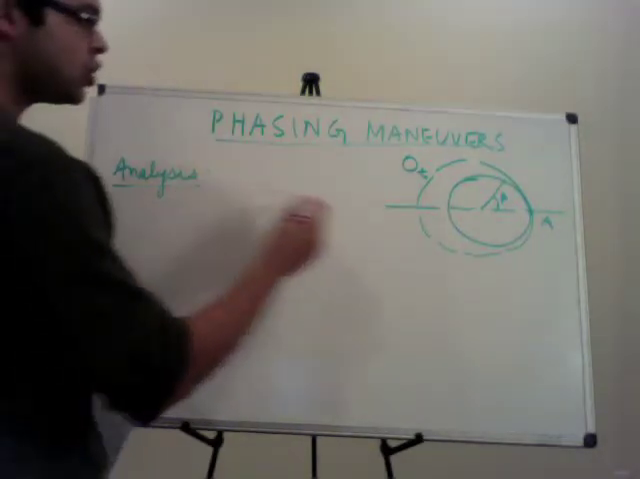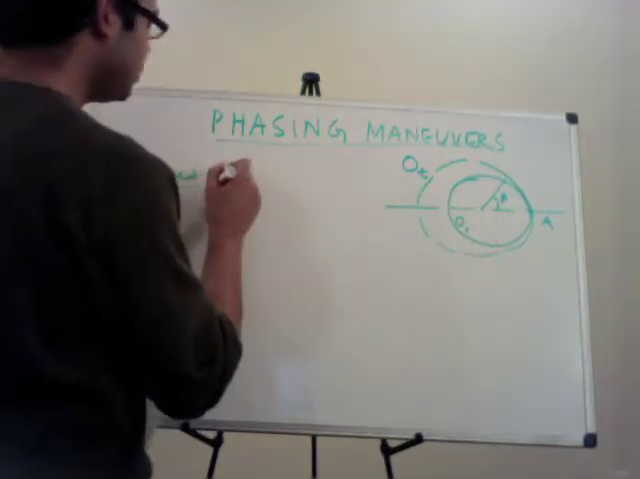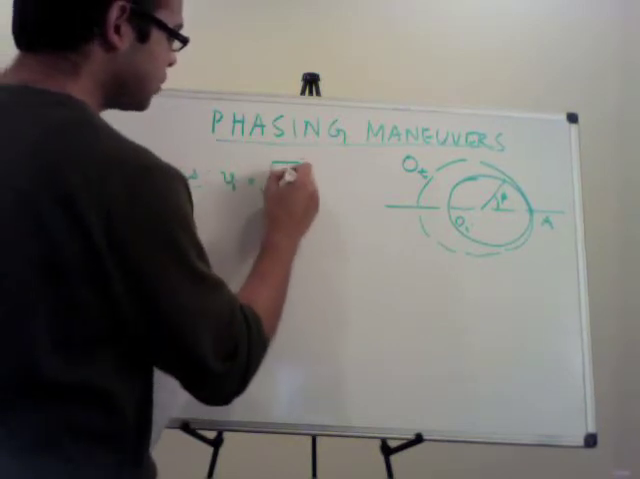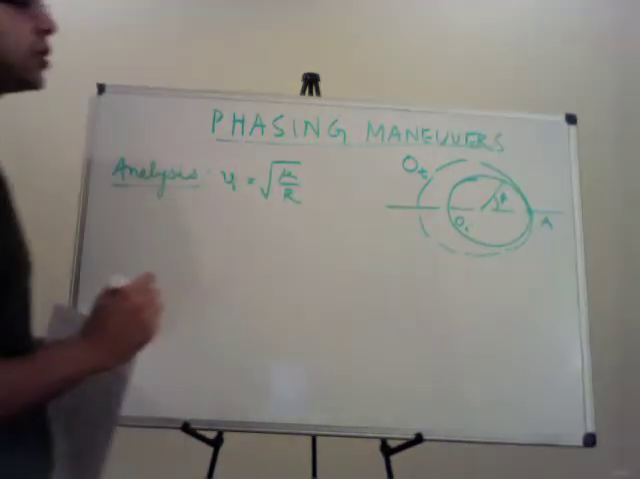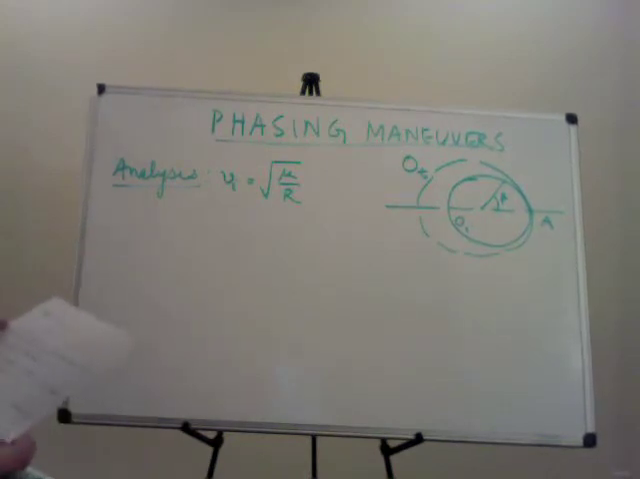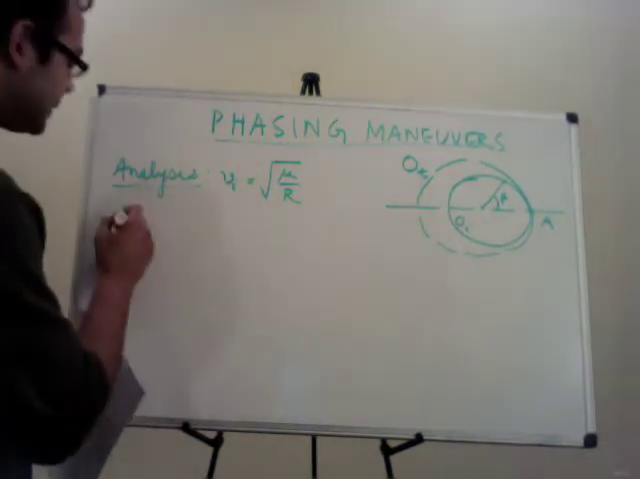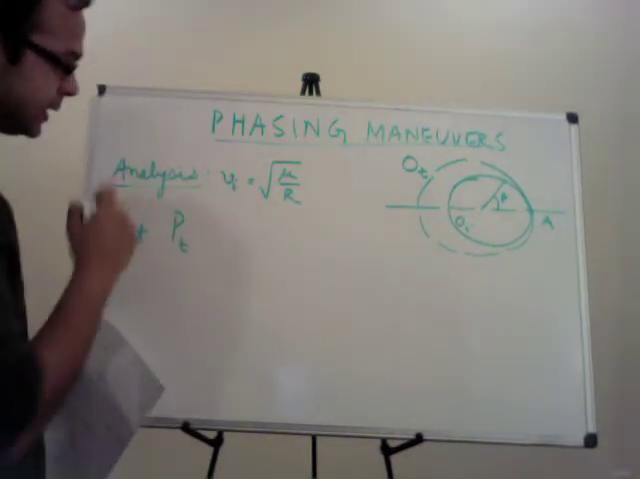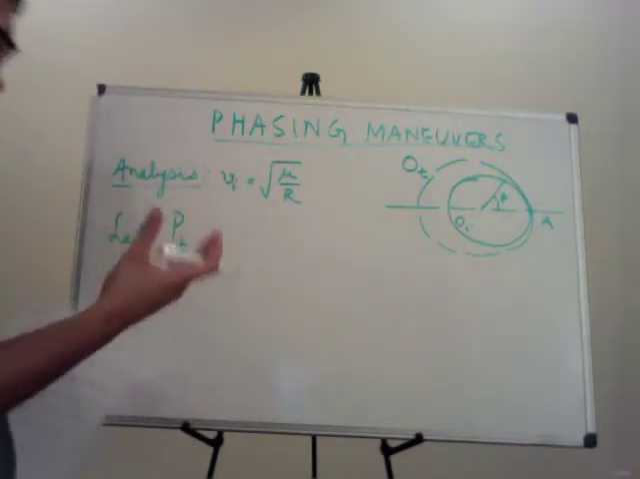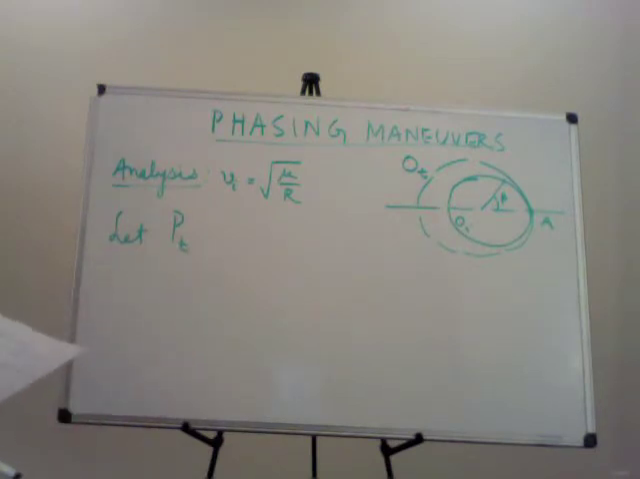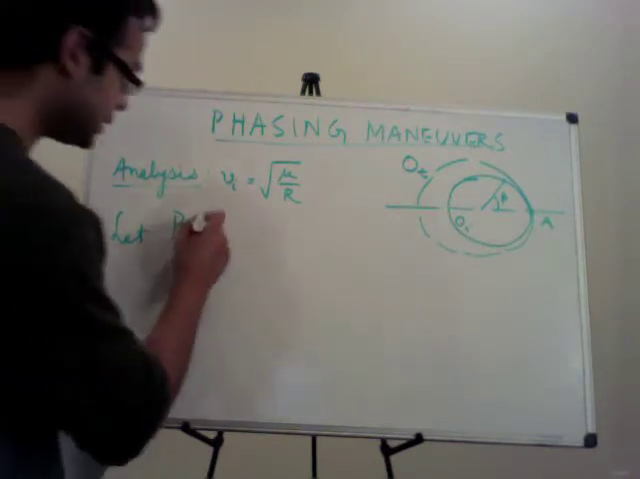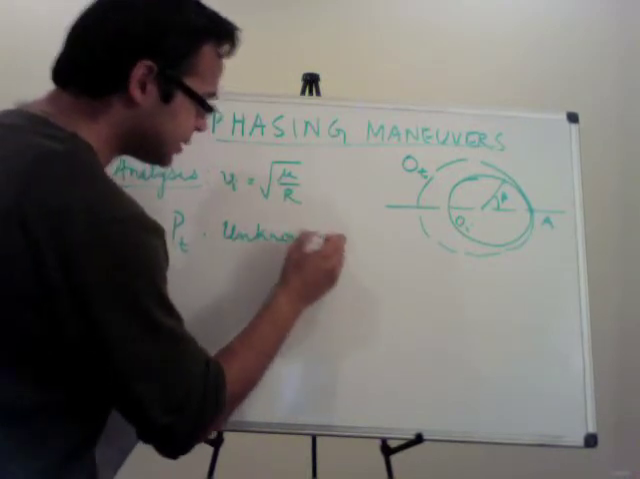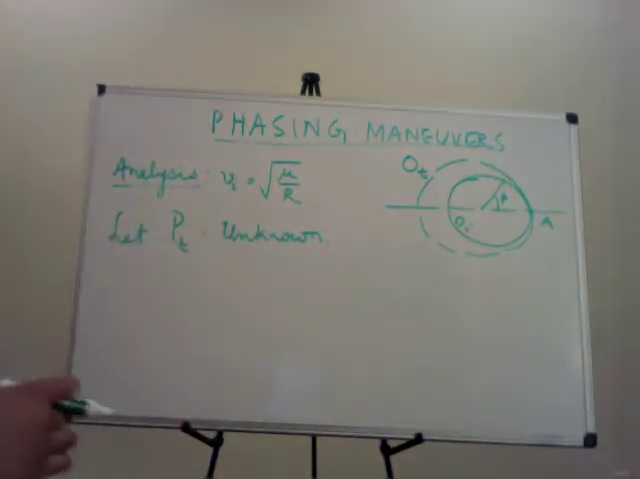So as far as the initial orbit OI is concerned, we know that the speed on the initial orbit, VI, is square root of mu over R, where R is the radius of the initial orbit OI. Alright, so let the period of the transfer orbit be PT. Okay, so this is the unknown that we are looking for. We must design it such that a rendezvous does occur.